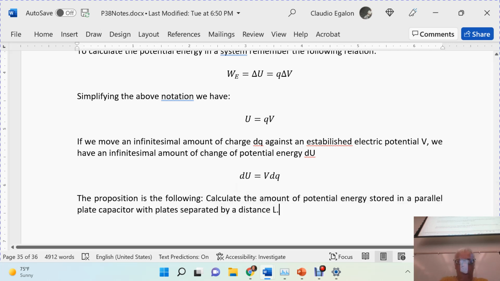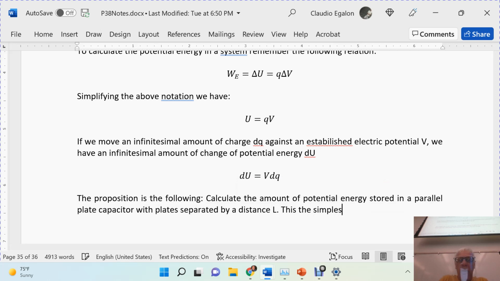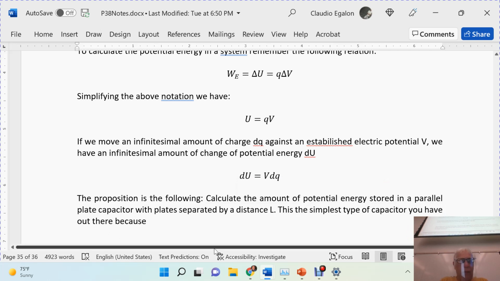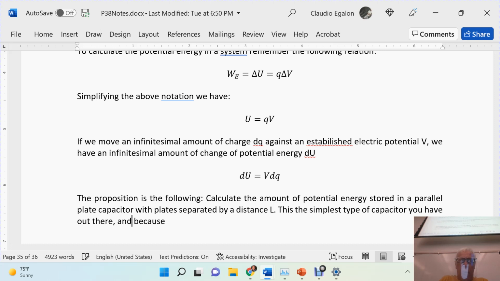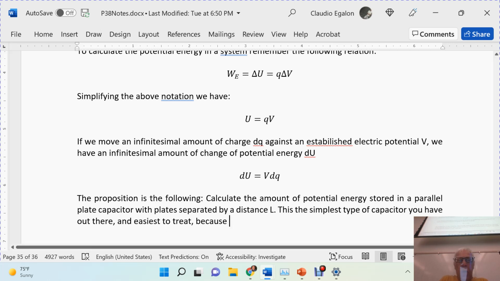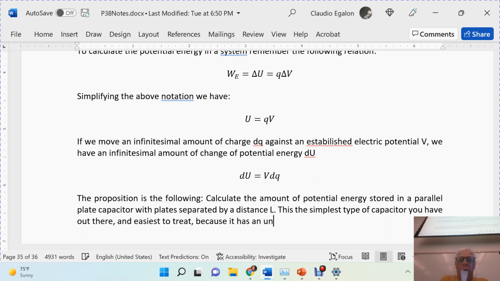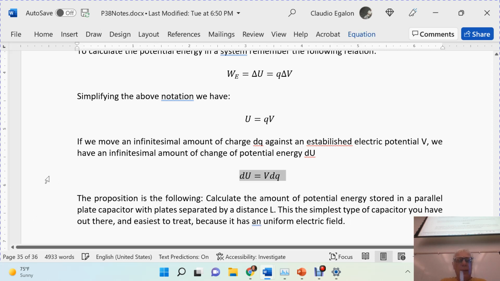Okay, this is the simplest type of capacitor you have out there, and the easiest to treat, because it has a uniform electric field. Treat that as a problem.